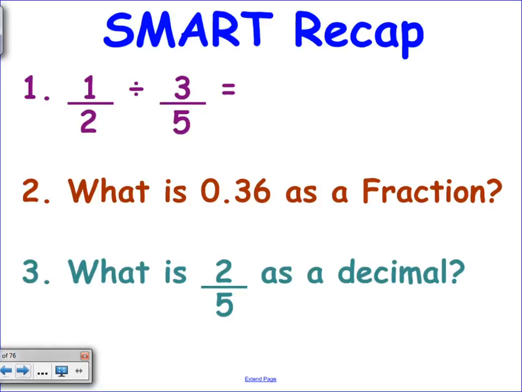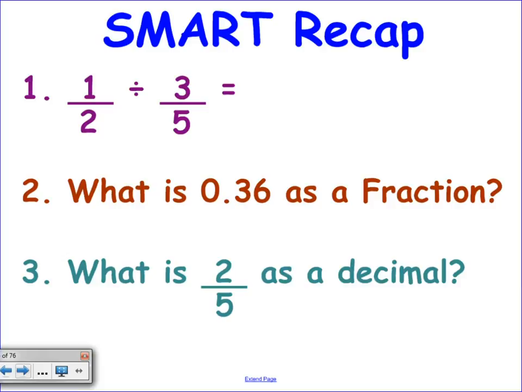So your smart recap, just to get your brains ticking over, 3 questions based on what we did last week. So let's see what we can remember. So I want you to divide 2 fractions, and there was a technique for doing that. These 2 questions, 2 and 3, definitely relate to what we're going to do today, and it'll probably speed up the first half of the lesson if you can do the 2 and 3 quickly. So what is 0.36 as a fraction, and what is 2 over 5 as a decimal? Okay. Well, let's go through them slowly. No pressure on anyone. Anyone can remember anything, shout out. I don't want to put you on the spot.